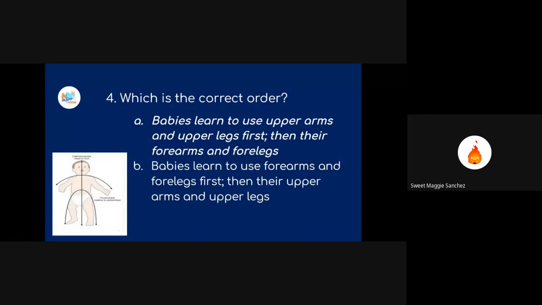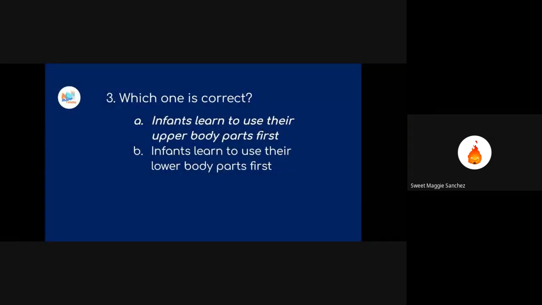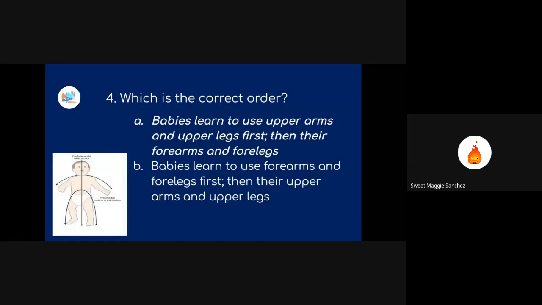And question 4, which is the correct order? So this was explained earlier with the proximodistal principle. So the correct answer is A. Babies learn to use upper arms. Question 3 was letter A, upper body parts first. Okay. For question 4, the correct order is that babies learn to use upper arms and upper legs first, then their forearms and forelegs. So from center outward. That is the order. Okay.